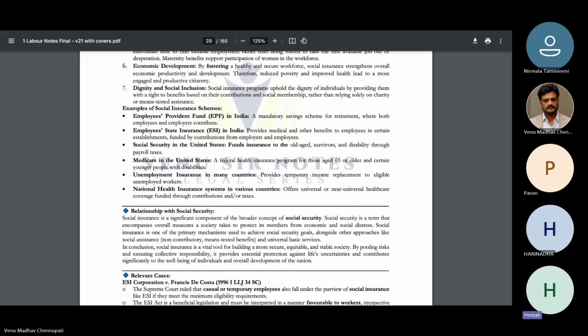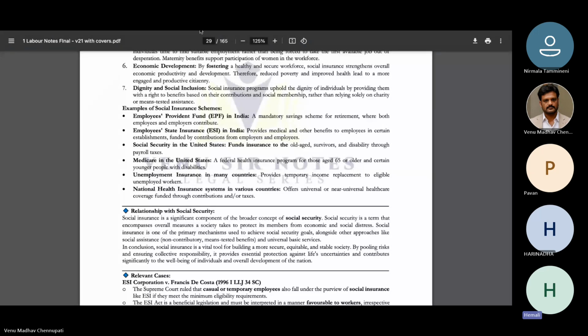First is pensions, meaning retirement. Second is medical. Social security in the United States funds insurance for old age, survivors and disability through payroll taxes. Medicare in the United States is a federal health insurance program for those aged 65 or older and certain younger people with disabilities. Unemployment insurance in many other countries provides temporary income replacement to eligible unemployed workers. National health insurance systems in various countries offer universal and near universal healthcare coverage funded through contributions and or taxes.